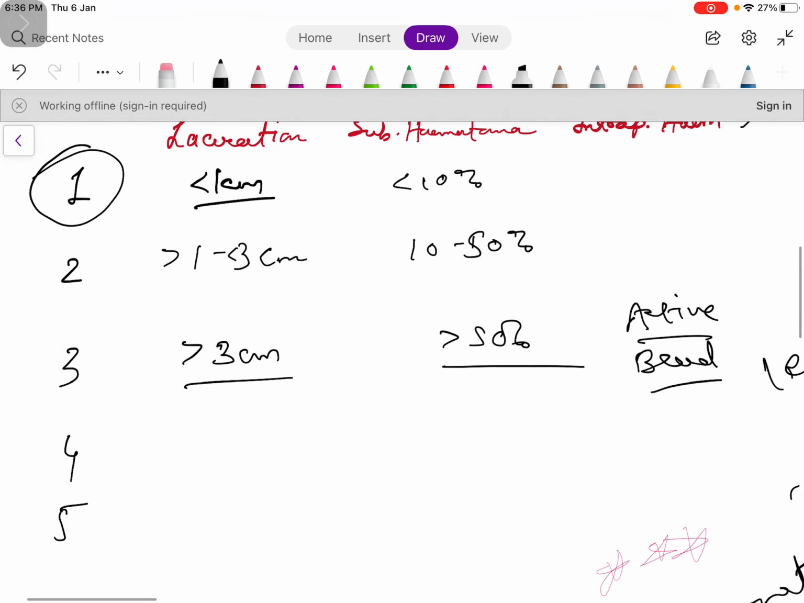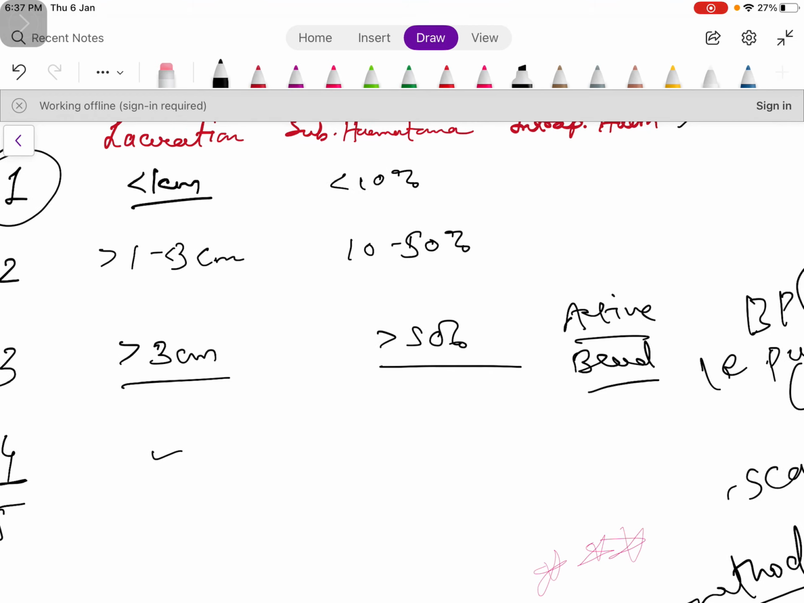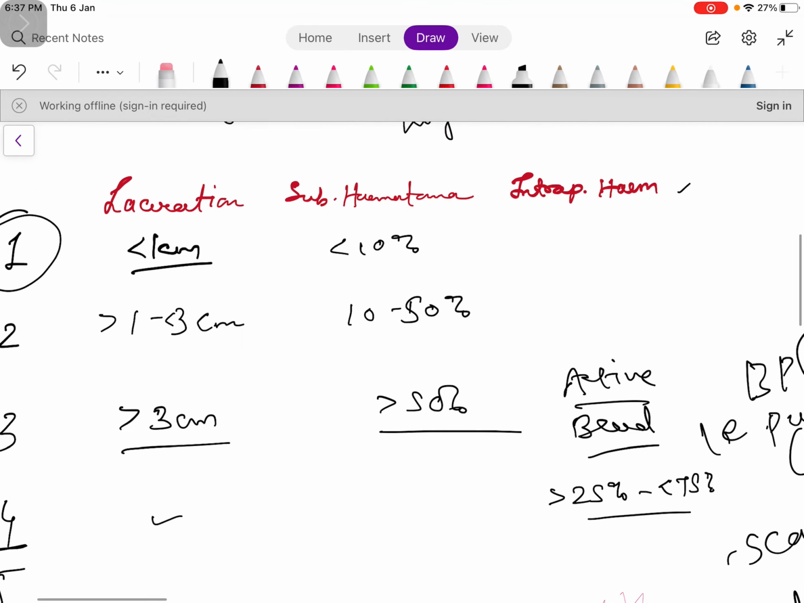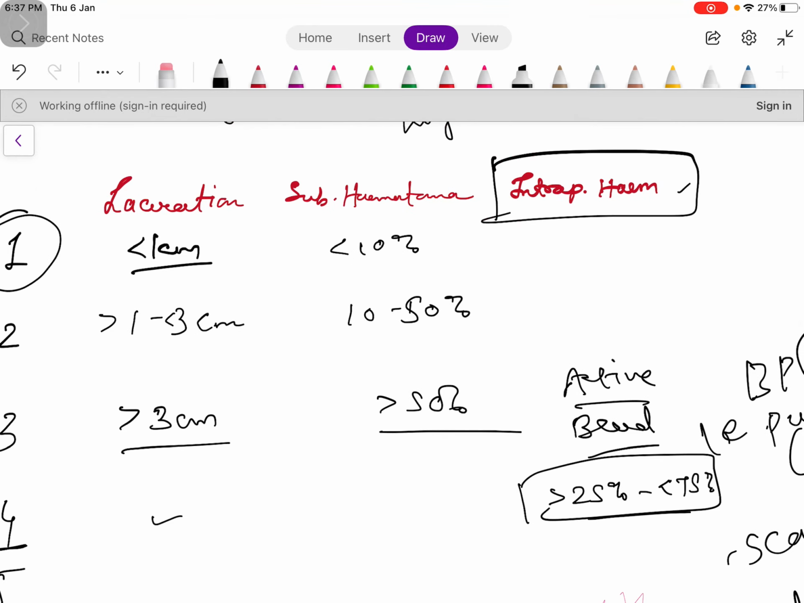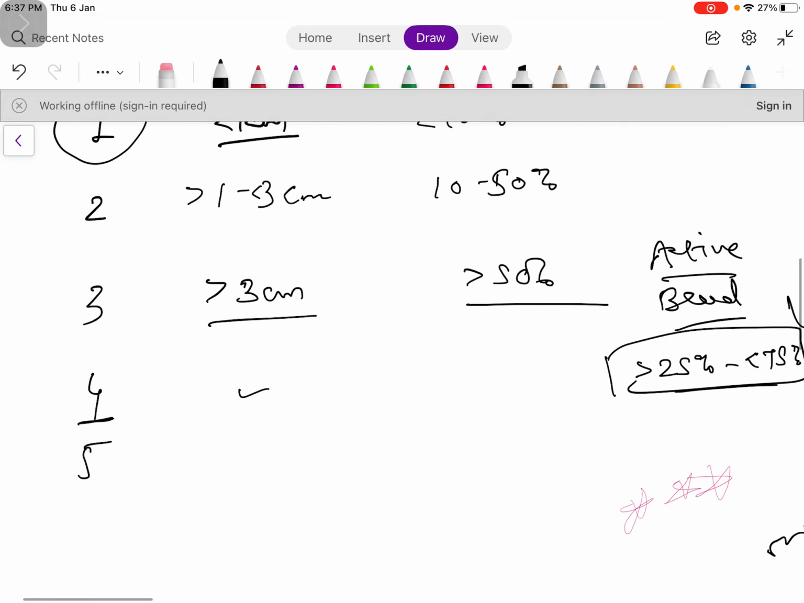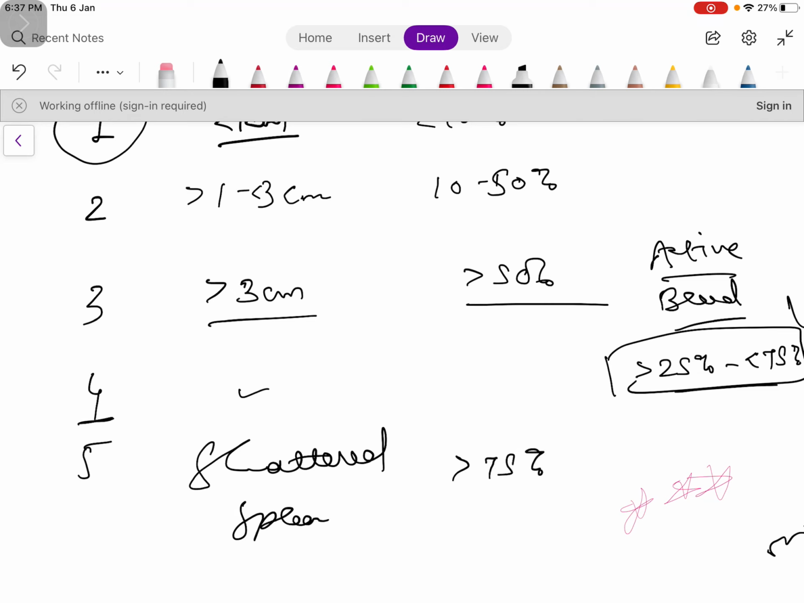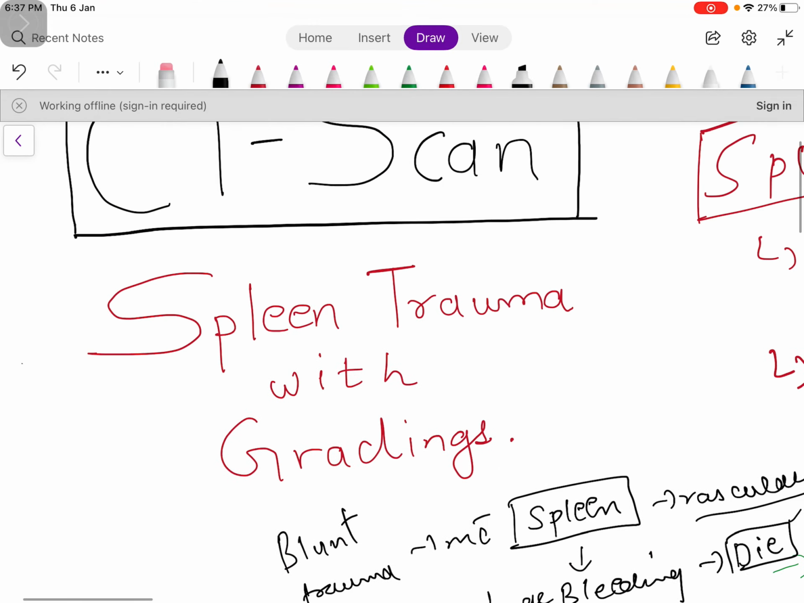Then in grade 4 there will be more than 25% but less than 75% intraparenchymal hemorrhage or disruption, and in grade 5 there is a shattered spleen, that is more than 75% intraparenchymal disruption, or pedicle injury, that is hilum injury. Then it is a high grade injury.